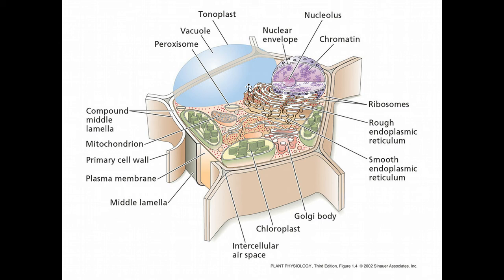And we'll go over that again. A few things that plants have: they have a chloroplast, which probably is the most unique thing in plants. Otherwise, they're pretty similar to animal cells. And of course, in a mature cell, we have this large vacuole. Okay?